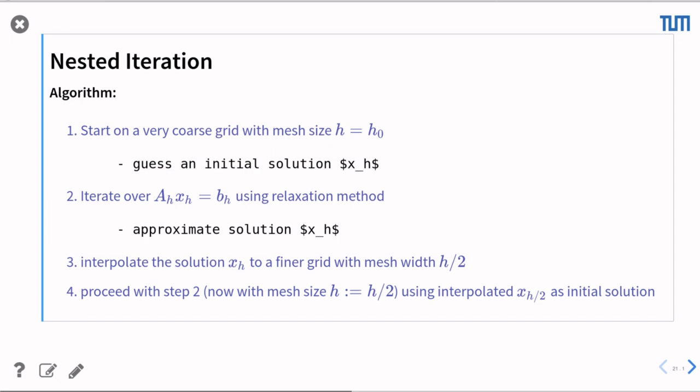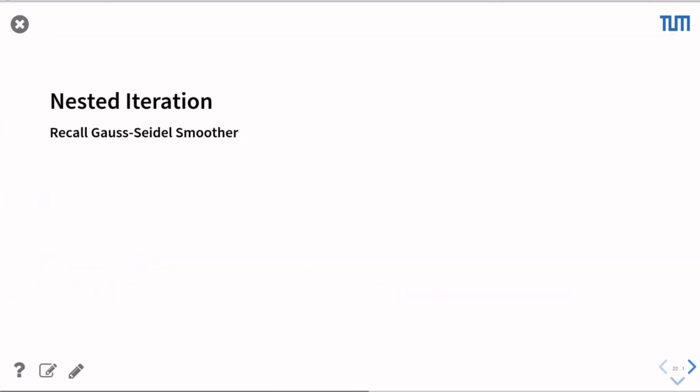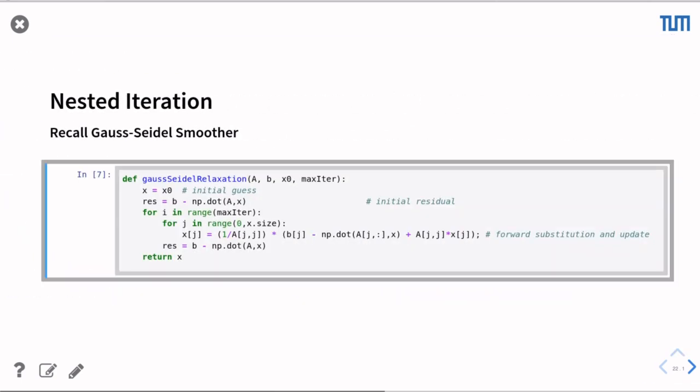Okay, so let's see if that works. Let's recall the Gauss-Seidel smoother, so we'll use Gauss-Seidel here, although you could use, in principle, other smoothers as well. But this matrix is not diagonally dominant, so you can't use Jacobi. Be careful with that. We're going to use Gauss-Seidel. This is exactly the same code as we had last week, and which I explained last week. It's basically getting a matrix that we want to solve for, a right-hand side B, an initial guess x0, and a maximum number of iterations.